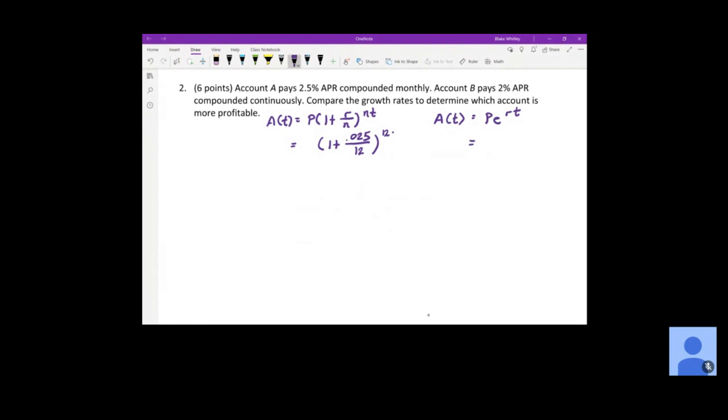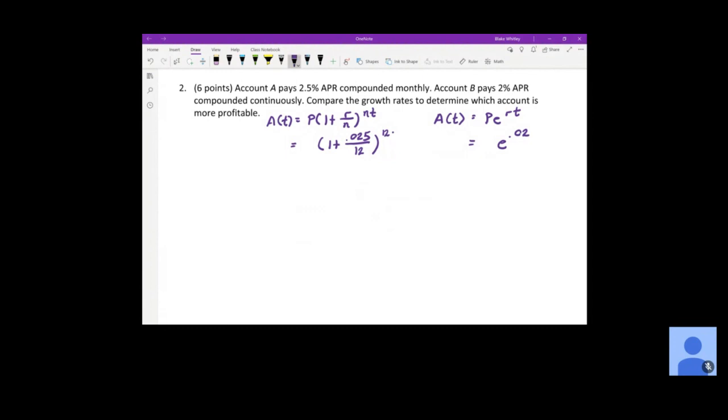Let's go to the other situation. So again, I don't have a p, but I know e is just e. What's my r value going to be for that situation? 0.02 this time, right? Because the one that's compounded continuously is just 2%. And again, I don't have a time, I don't have a principal. What I'm trying to do, though, is compare these two accounts to see which one would be more profitable. So as long as I choose the same amount of time to invest my money and the same amount of money to invest, I could choose any values that I want there.